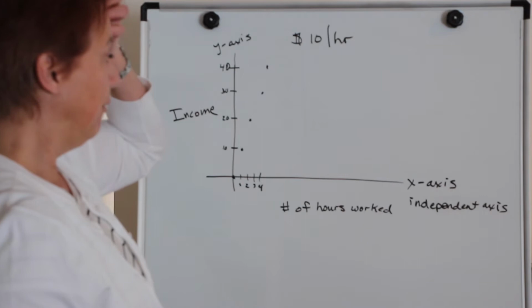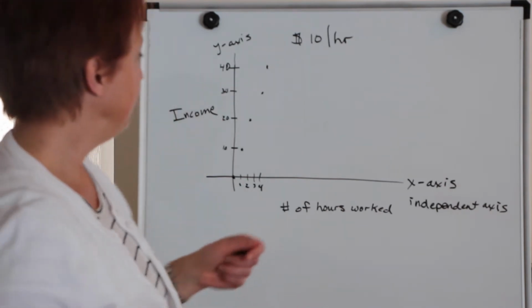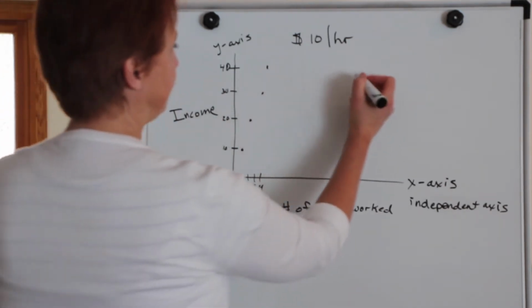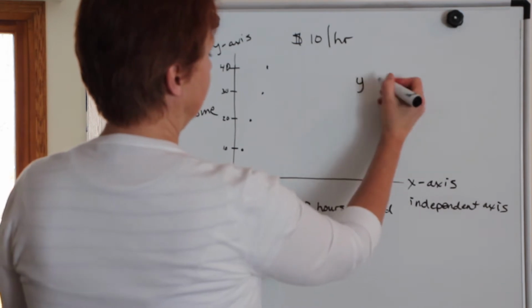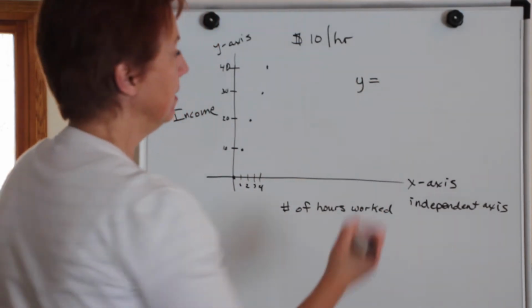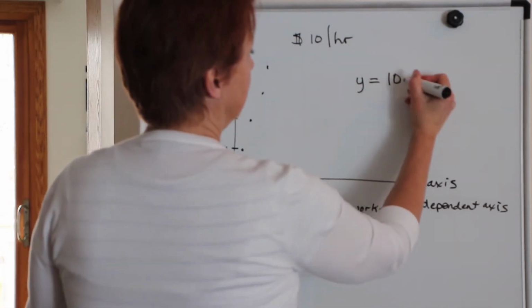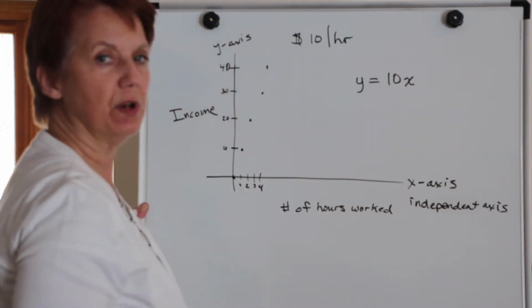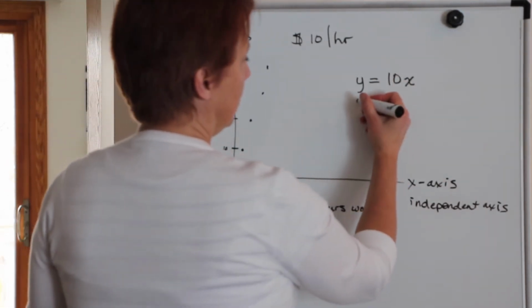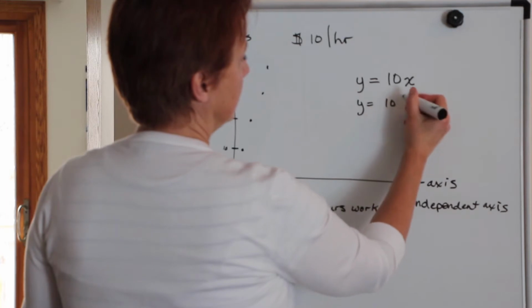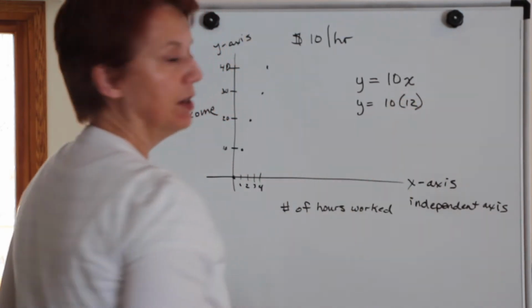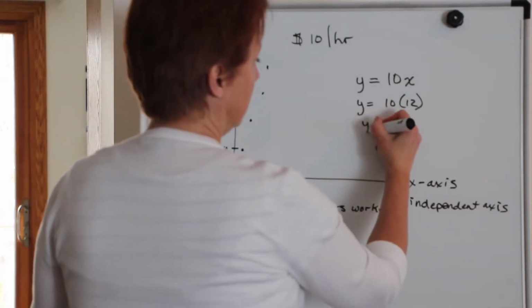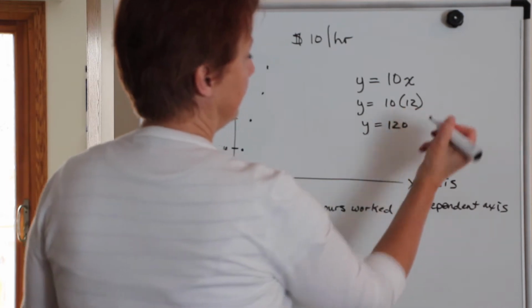Now, what about if we wanted an equation for this? Well, it's quite simple, really. Your income, which is your y, is 10 times the number of hours you work, right? So if you're working 12 hours, stick your 12 in for x, and you have 120.